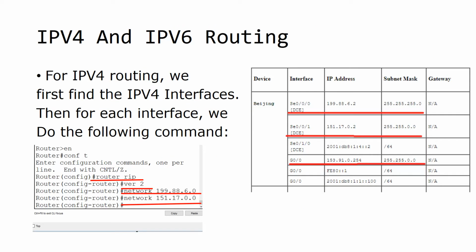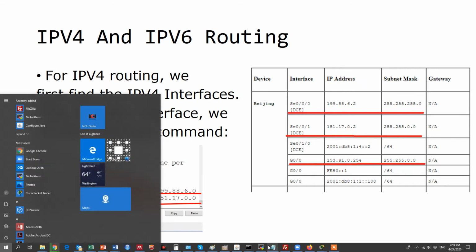But dynamic routing. For dynamic routing, if we look at one router here, we see the snapshot of Beijing. We see that it has several interfaces. So 0000 and 0001, they are actually IPv4, and therefore we need to configure them. For IPv4, we have some instructions. We start with router RIP, the name or the number of version, which is here version 2, and then the network keyword and the network IP of the interface. So I will show you how we do that.